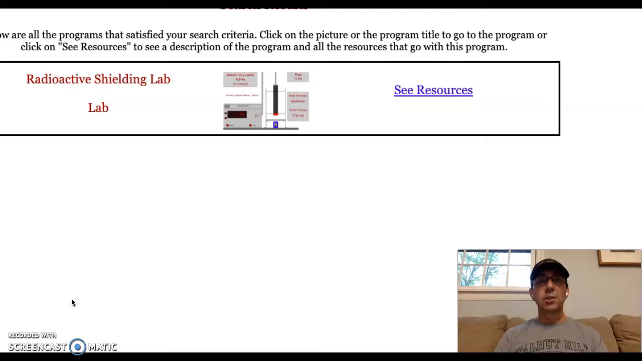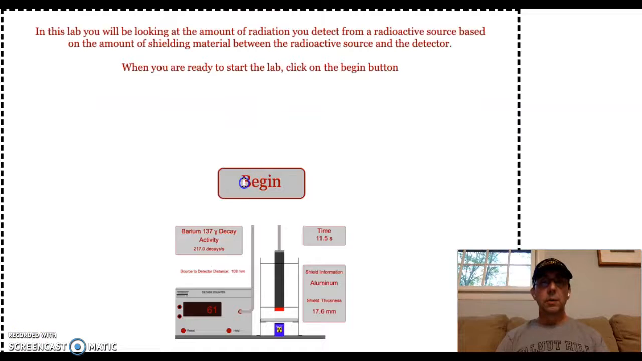Today we're going to look at the shielding part of that equation. Shielding for radiation works pretty much the same way that shielding works when you're talking about arms and armory. So it attempts to block some or all of the radiation from coming to you. There's different kinds of materials we can use for shielding and different thicknesses, and we're going to explore those things in today's lab. So we're going to go to the radiation shielding lab here, and we're going to begin.